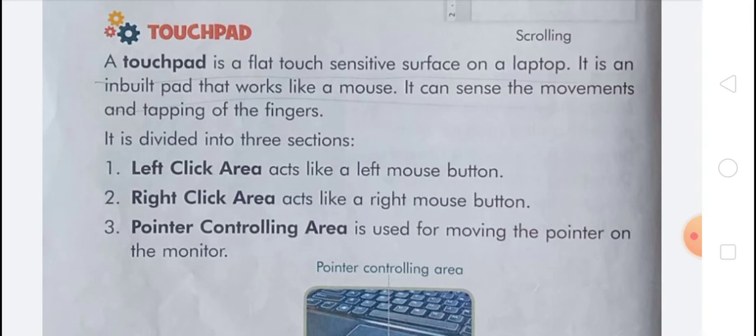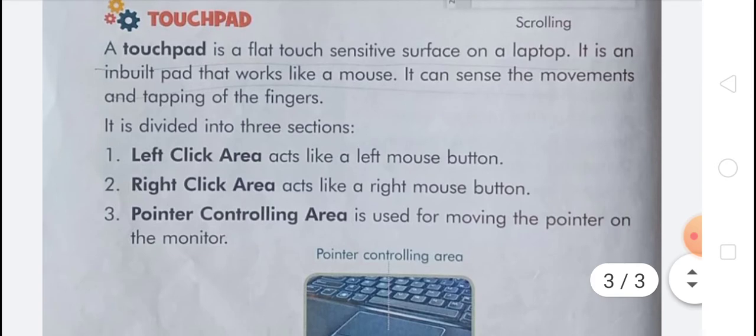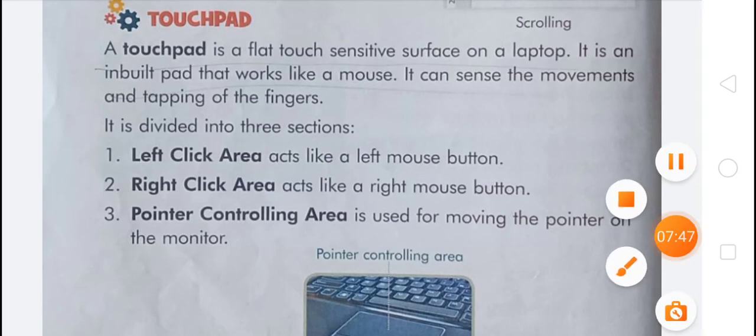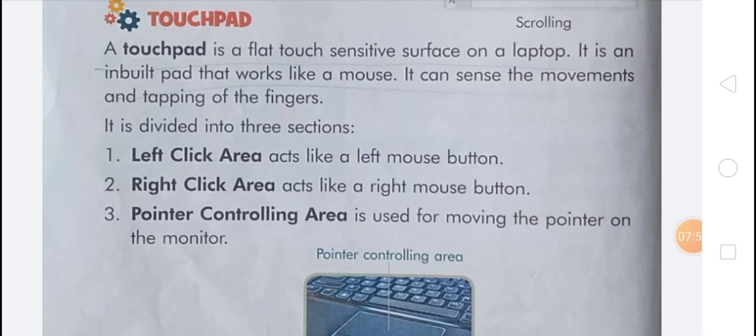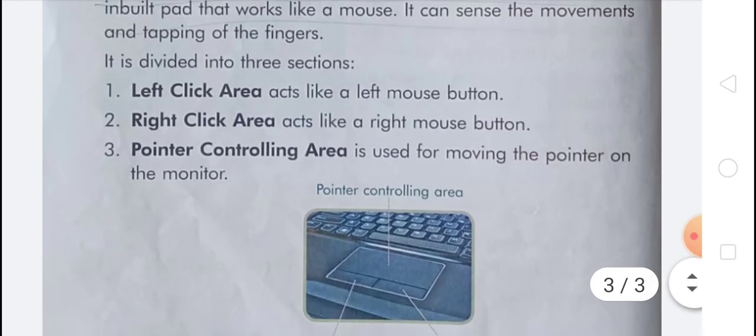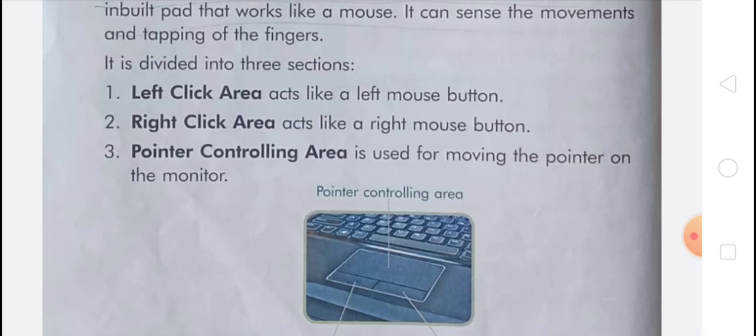A touchpad is an inbuilt pad that works like a mouse, and it can sense the movements and tapping of the fingers. It is divided into three sections. First one is the left click area, which acts like a left mouse button. Right click area acts like a right mouse button, and the third one is the pointer controlling area, which is used for moving the pointer on the monitor.